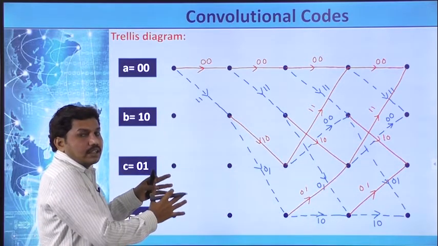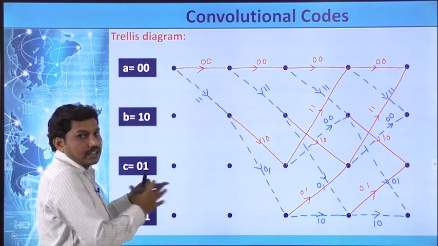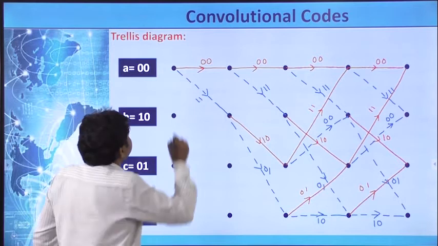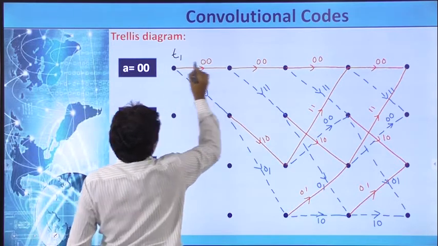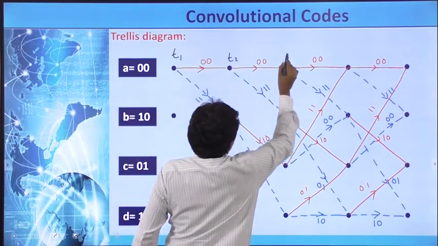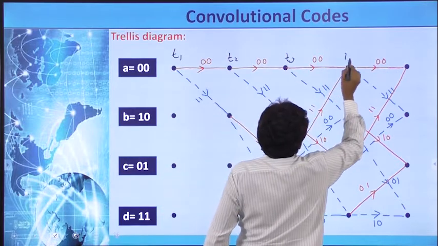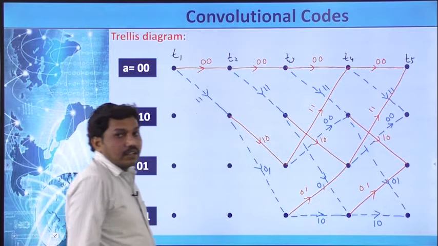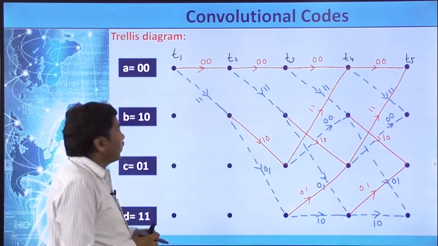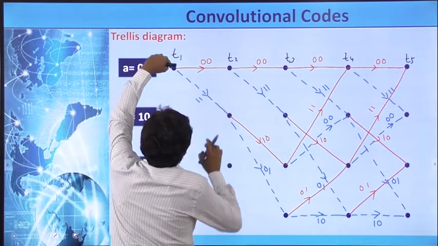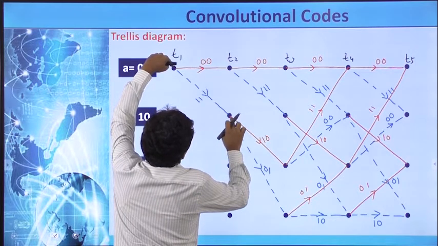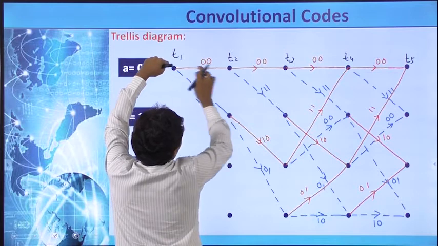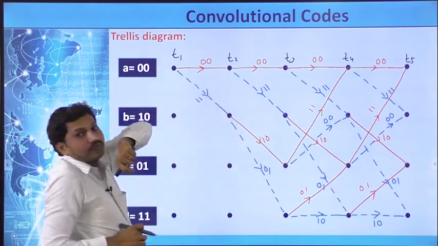So this is the complete trellis diagram. The trellis diagram involves time. So this one is, let us say, T1. This is T2. This one is T3. This one is T4. This one is T5. The meaning is, if we move from this state to this state when the input is 1, it will take some time, that means from T1 to T2.